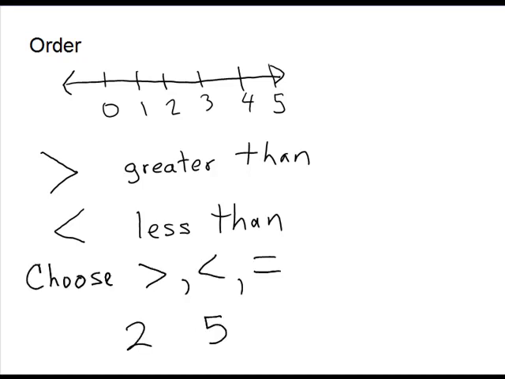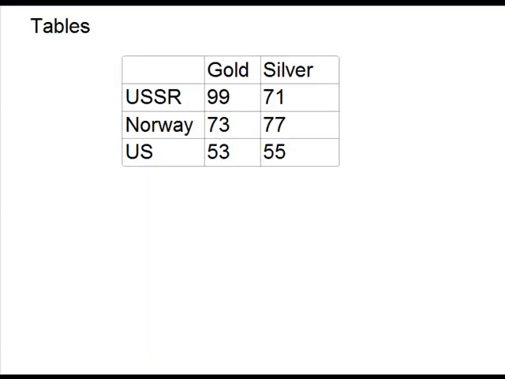Here's an example of a question. Choose greater than, less than, or equal to. And they give you 2 numbers, so you're going to choose the correct symbol. 2 is smaller than, so we want the second symbol. The point is toward the smaller one, or the mouth eats up the bigger one, whichever trick you choose to remember. Next, we'll look at a table, and this is some old information.